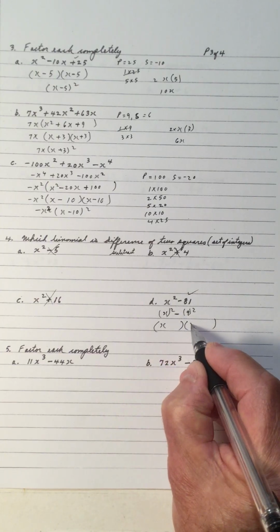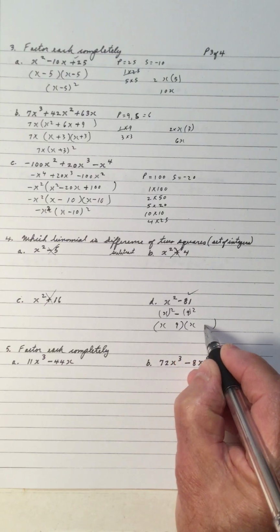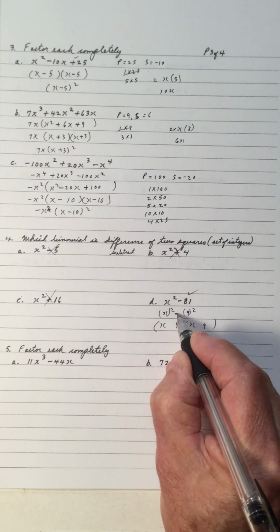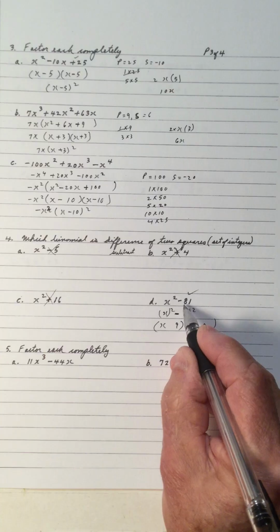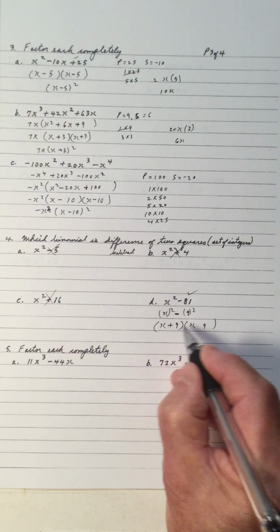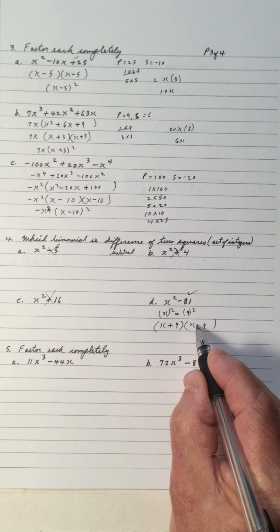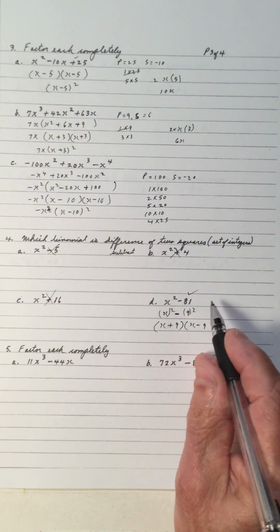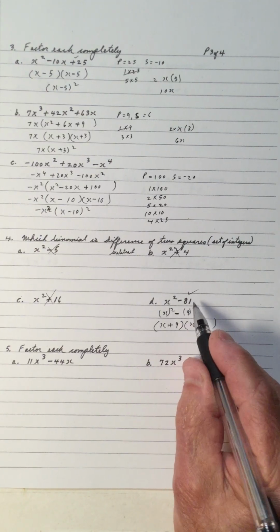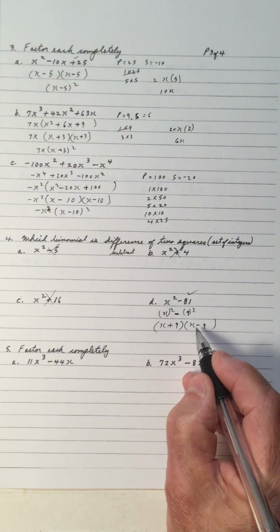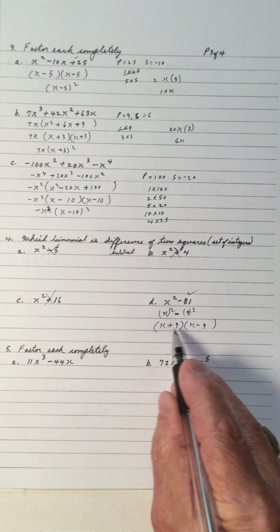It'll be x and x. It'll be 9 and 9. Because of the difference, the product is negative 81, so it has to be a plus and a minus. So if we did the FOIL on these two, you would get this. So that's the difference of two squares. If you got the difference of two squares, there'll be a plus and a minus of the same terms.